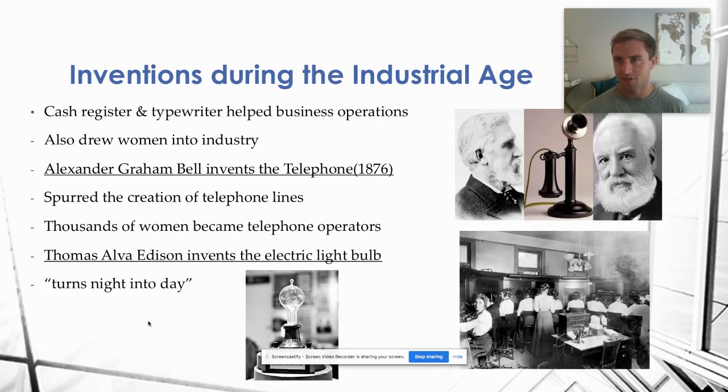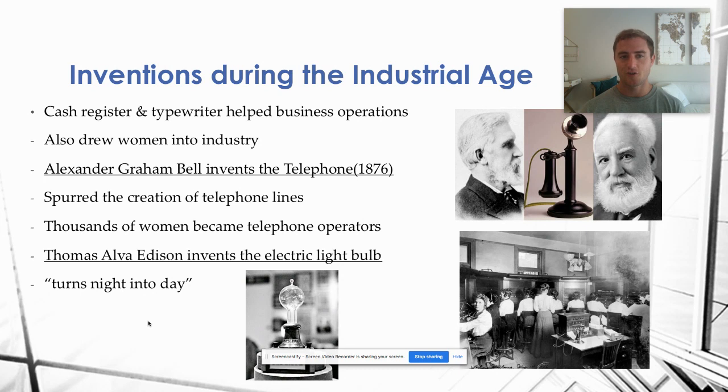Okay, so inventions during the industrial age, there are many, many different inventions that are going to spur business. So we've talked about steel with the Bessemer process. What other things are going to help business operations? The register, the typewriter.